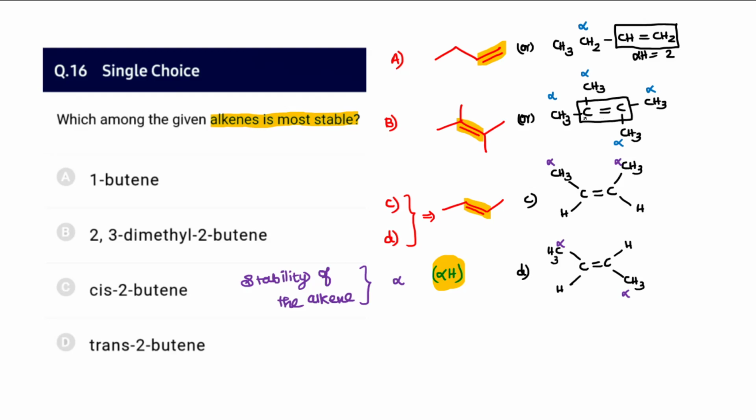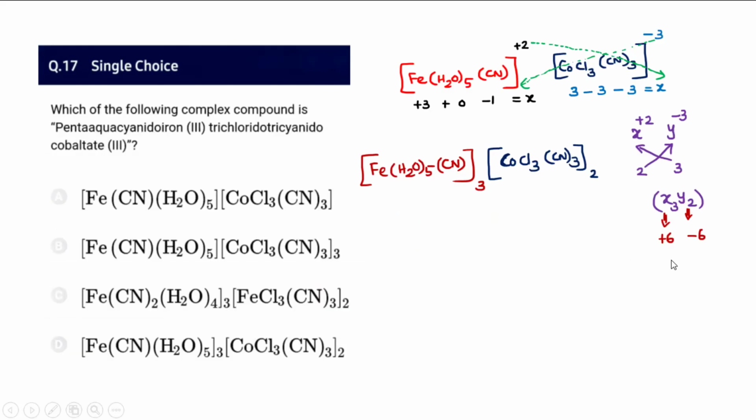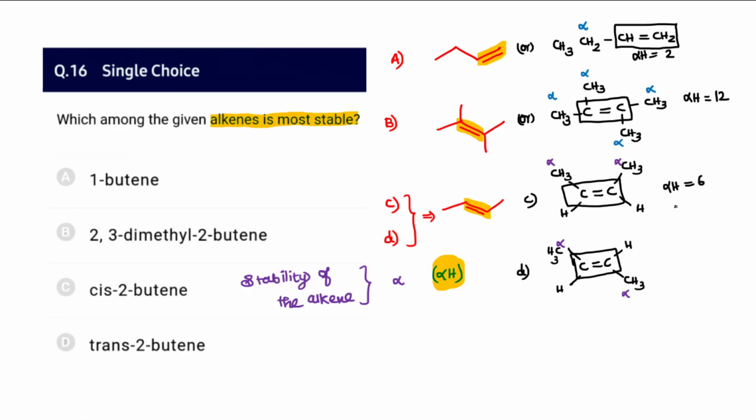What is alpha hydrogen? The carbons next to the carbon-carbon double bond are all alpha carbons. So there are 4 alpha carbons, and each alpha carbon has 3 hydrogens, so that is 12 alpha hydrogens. And here the alpha hydrogen for this carbon-carbon double bond is going to be 6. When it is 6, it gets 7 hyperconjugative structures. And in this other carbon-carbon double bond, the alpha hydrogen is also observed to be 6.